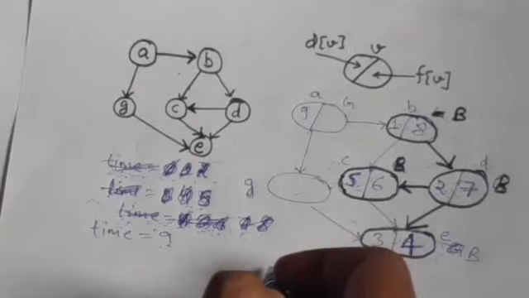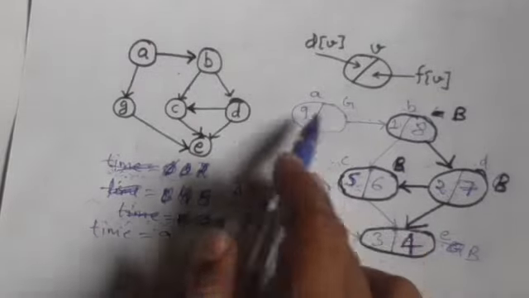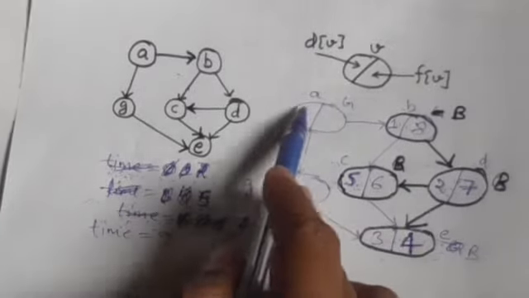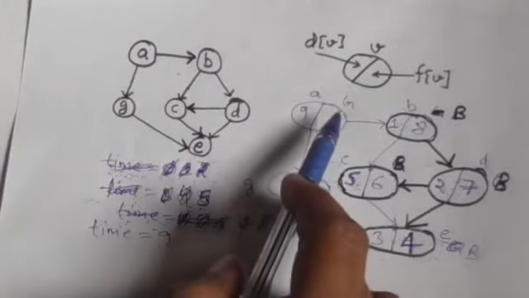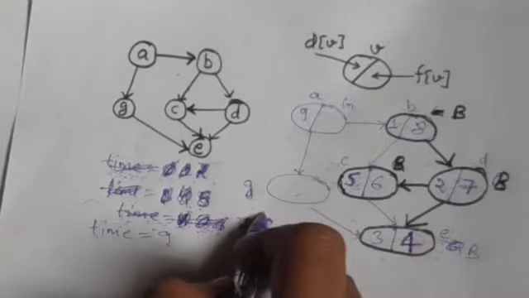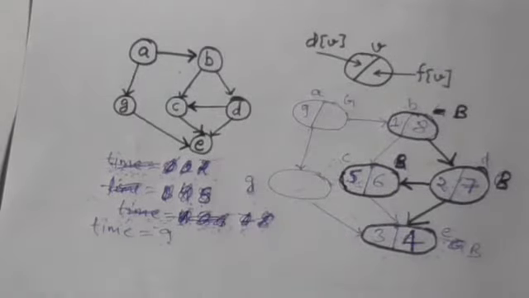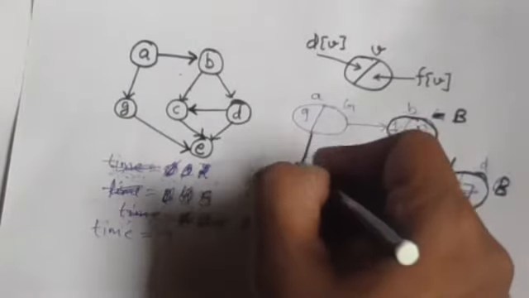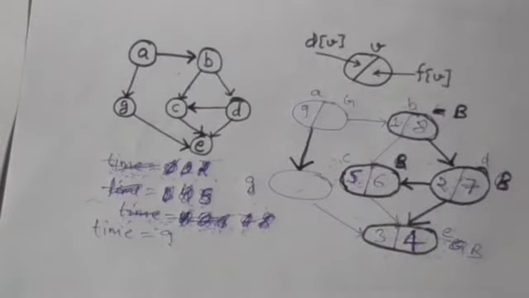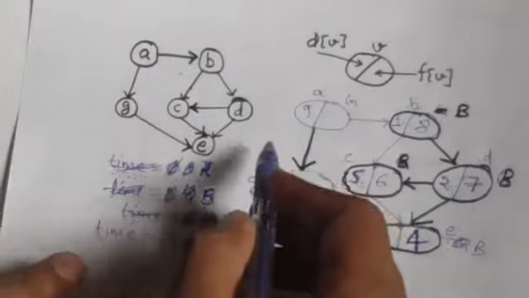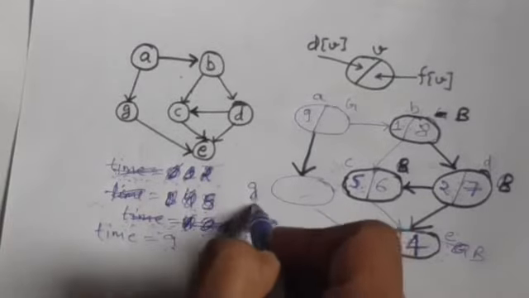Now we will check whether this vertex A has any adjacent white vertex or not. This vertex A has an adjacent white vertex, that is vertex G, right? So what will we do? We will set vertex A as the predecessor of vertex G, right? Vertex A will be set as the predecessor of vertex G. Then we will call depth first search visit function on vertex G, right?